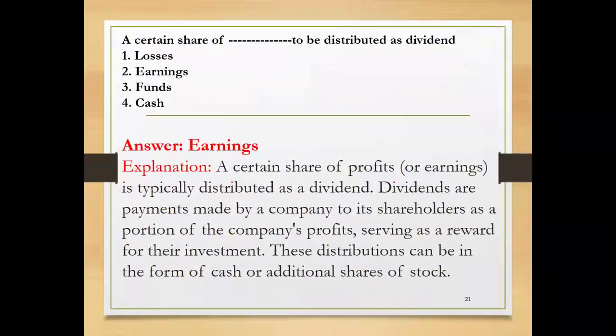A certain share of dash to be distributed as a dividend: losses, earnings, funds, cash. Yes, the correct answer is earnings. Not losses, not funds, and not cash. So, a certain share of profits or earnings is typically distributed as a dividend. Dividends are payments made by a company to its shareholders as a portion of the company's profits, serving as a reward for their investments. These distributions can be in the form of cash or additional shares of stock.